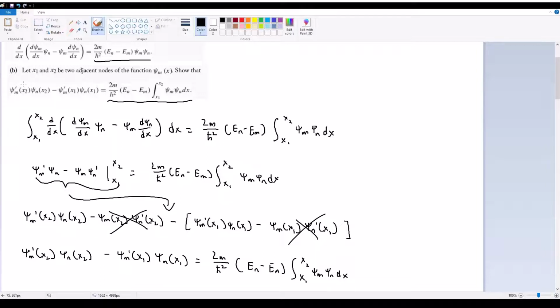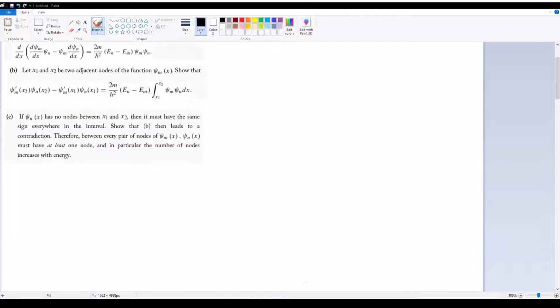And if we look up above at this, do we match it? ψm prime x2 ψn x2 minus ψm prime x1 ψn x1. We do indeed match it. We have solved part B. Okay, final part, C.